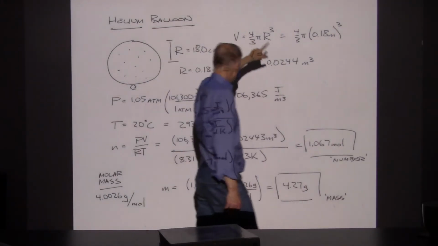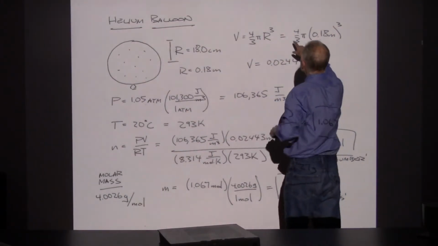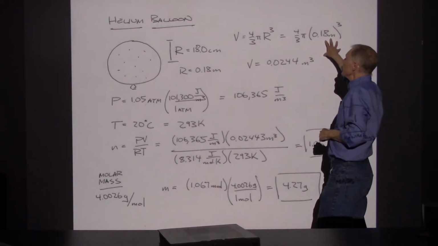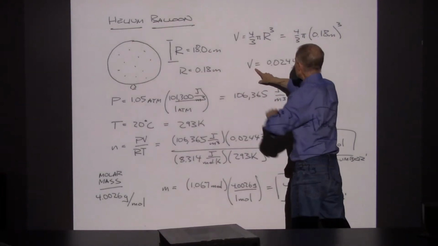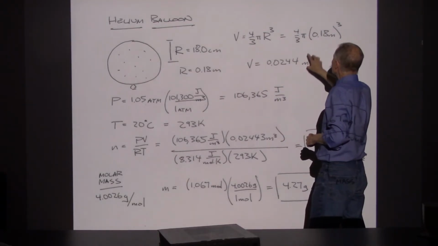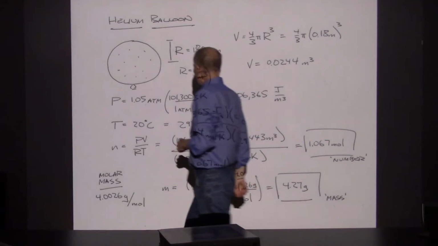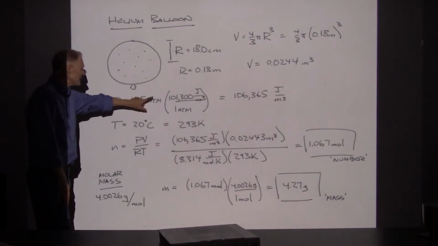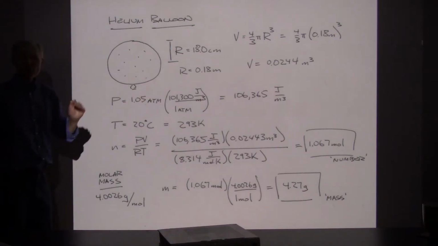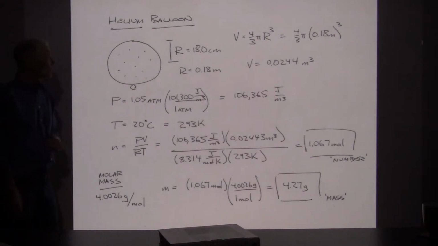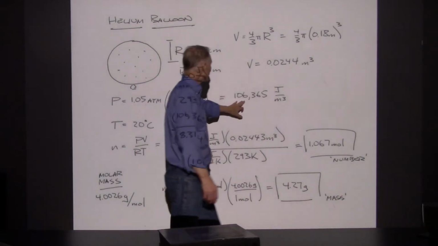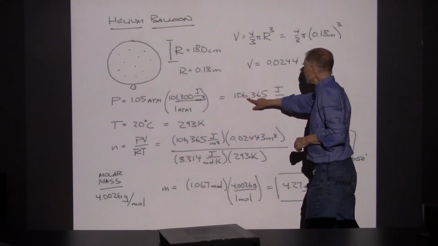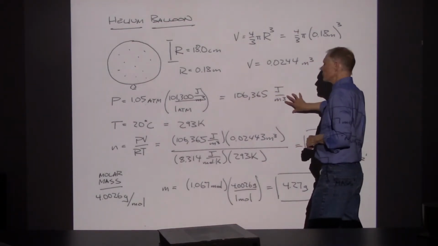I'm going to plug the numbers into my volume formula, and I'm going to put everything in standard units along the way. The volume of that balloon works out to be 0.0244 cubic meters. And now what I can do is take the pressure given in atmospheres. Atmospheres aren't the units I want. I want standard units. So I can convert that into standard units, and 1.05 atmospheres is 106,365 joules per cubic meter.